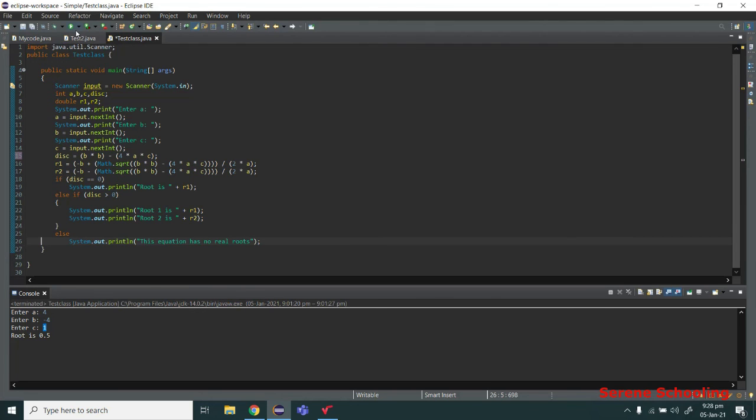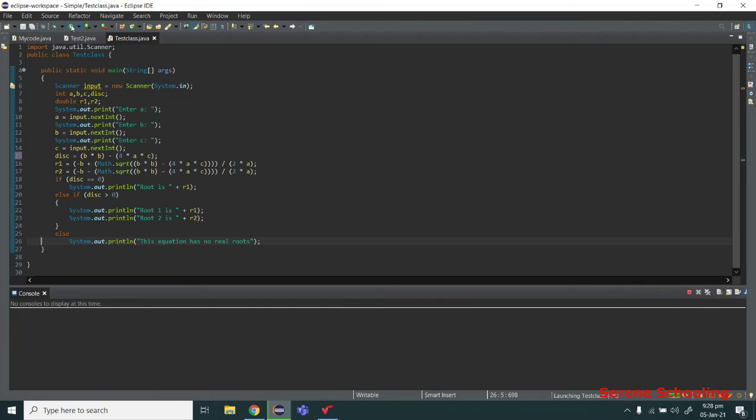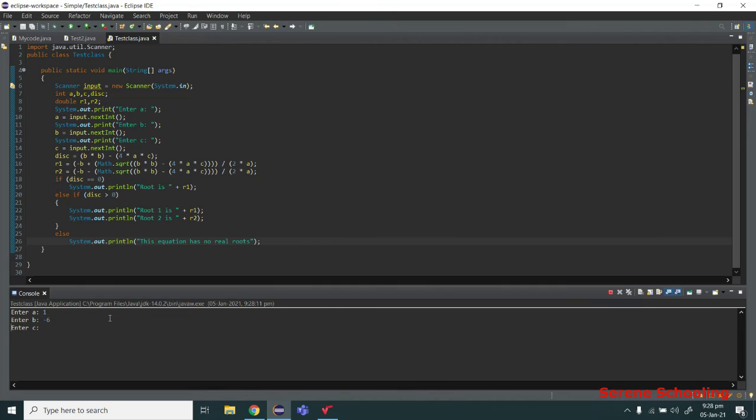Let's try running it once. Now it is asking for a value of a. Let's give it 1. Then it is asking for b. Let's give it -6, and for c let's give it 5. You can give any values. As you can see, this is the case that is being executed since the discriminant is greater than 0. So both of its roots are getting printed here.